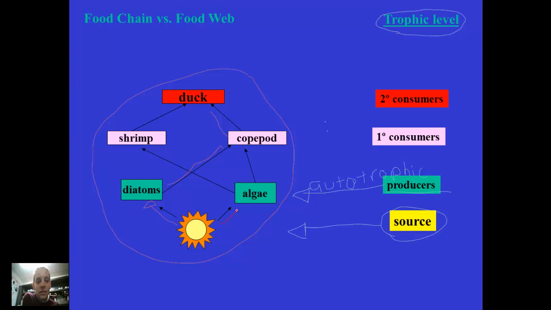We start at the sun. We can move up to algae. From algae, we move to shrimp. And from shrimp to duck. Or you can go directly from the sun to algae, algae to copepod, copepod to duck.